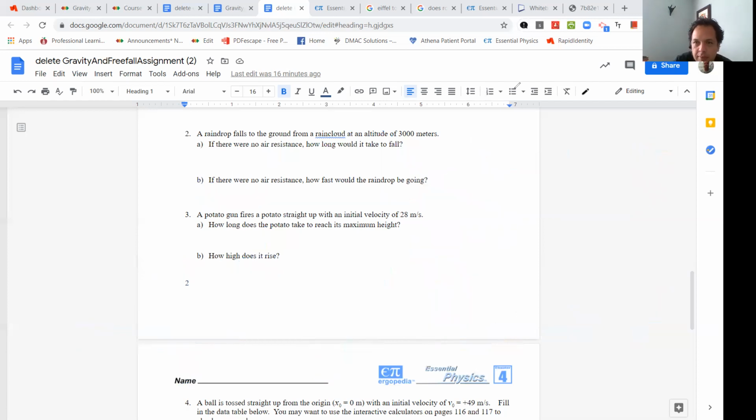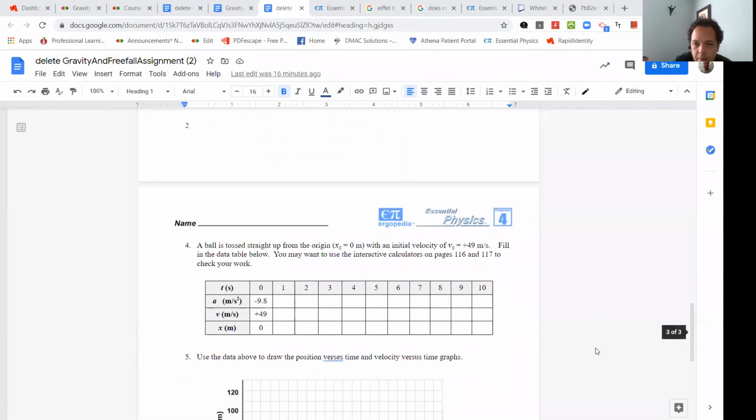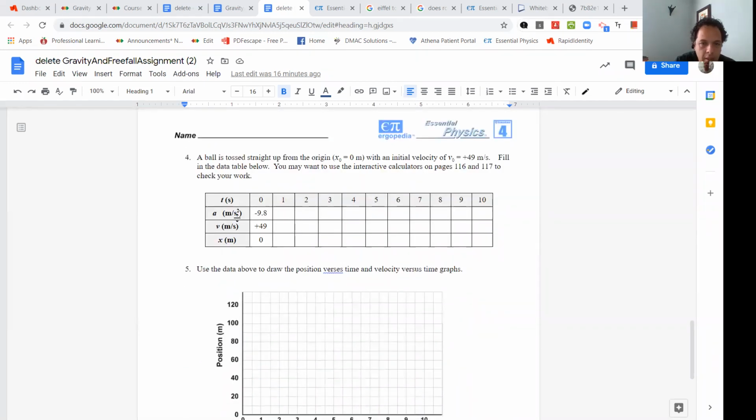All right, the last one. This is going to be the same for the whole thing. So this negative 9.8, it's going to be the same all the way through. But velocity and x are going to be different. And it says you can use the calculators on 116 and 117. You can do that. That's fine. It's going to look like, so we got initial velocity of 49, and we're just going to change the time. So let's do a couple of velocities.